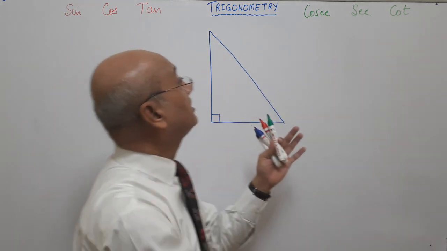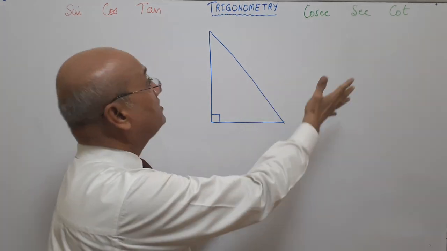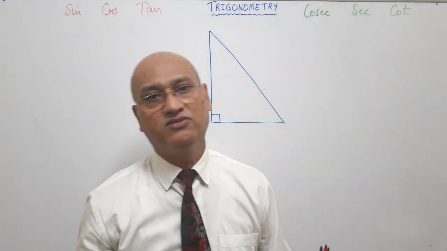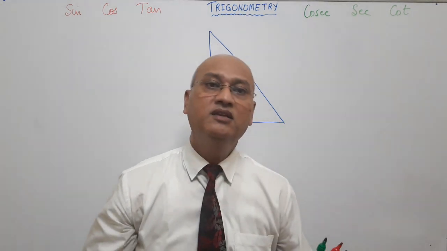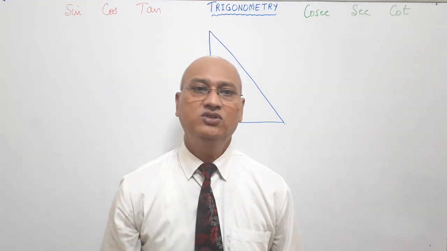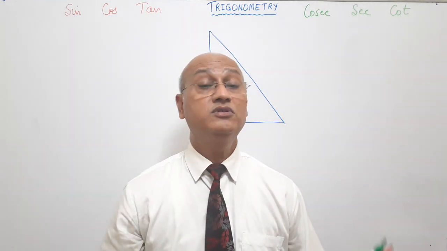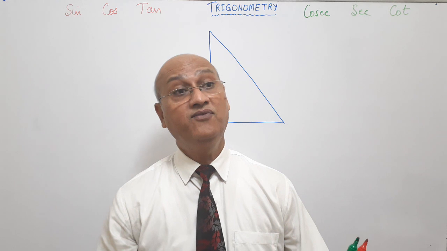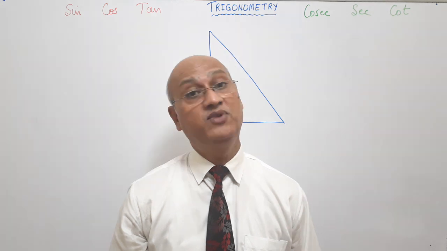Now these six trigonometric ratios can be associated in two ways. When all six ratios are associated with this acute angle, you get six values. And if the same ratios are associated with the other acute angle, you get six different values. So altogether we get 12 values for the trigonometric ratios in a right angle triangle. Now from these 12 values, only one value is given to you. If you know how to calculate the remaining 11 trigonometric ratios, then you are going to solve every type of question.